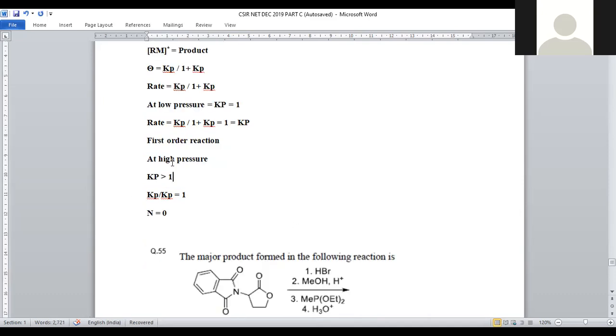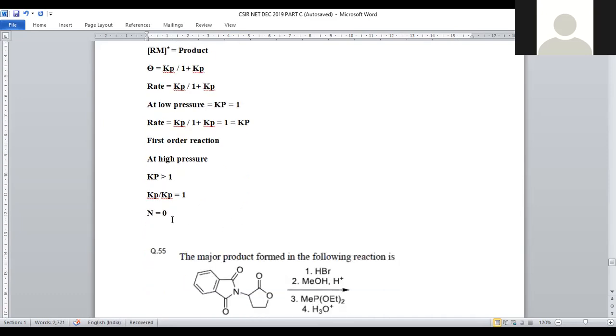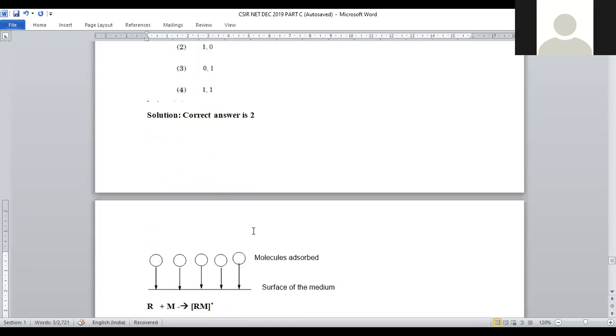Now let us employ high pressure conditions. Under high pressure conditions, Kp will be greater than 1. When Kp is greater than 1, Kp by Kp becomes 1. There is no parameter in order to predict the rate of the reaction. That's the reason why here the rate of the reaction becomes 0. It is a part of zero order reaction. Low pressure is first order, whereas high pressure will be zero order. 1, 0 is the right answer for question number 54. Option number 2 will be the right answer.